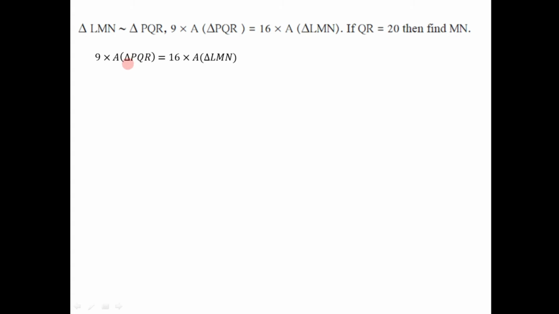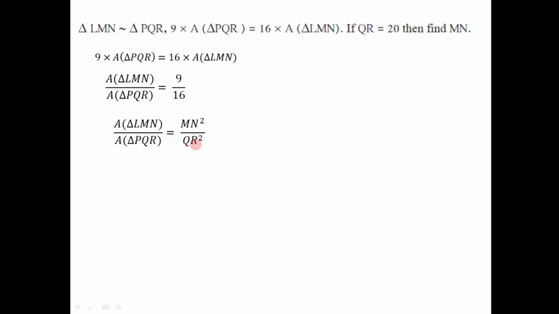Now if we take area of triangle PQR to the right hand side, it will be in the denominator, and if we take 16 to the left hand side, it will be again in the denominator. So we get the expression as area of triangle LMN divided by area of triangle PQR is equal to 9 divided by 16. But these two triangles are given to be similar. So if we use the theorem of areas of similar triangles, we can write area of triangle LMN divided by area of triangle PQR is equal to MN square divided by QR square, as MN and QR are the corresponding sides of these two triangles.